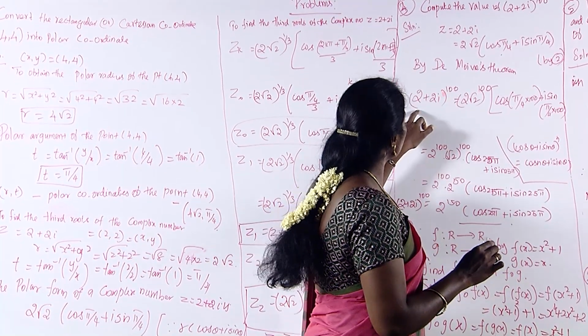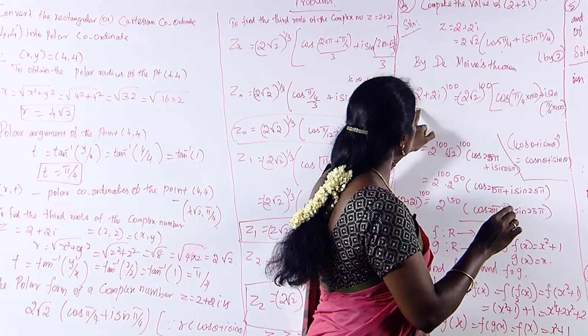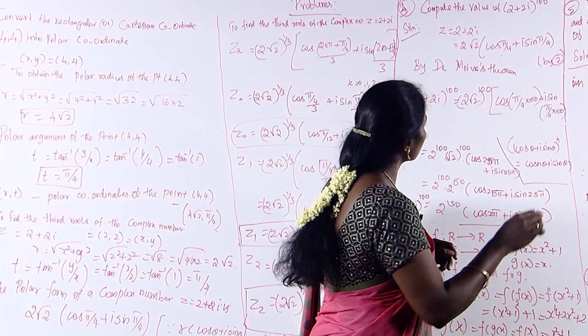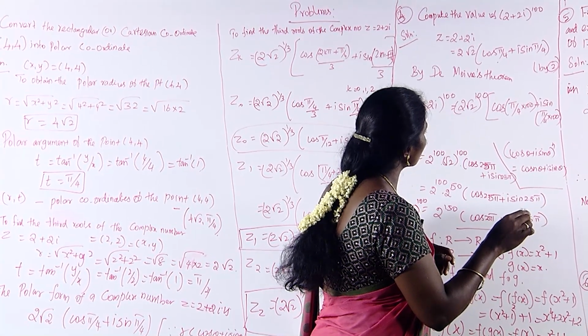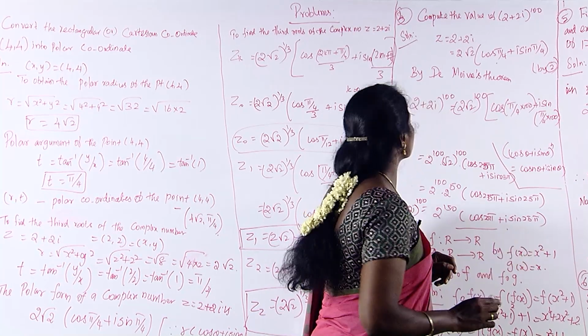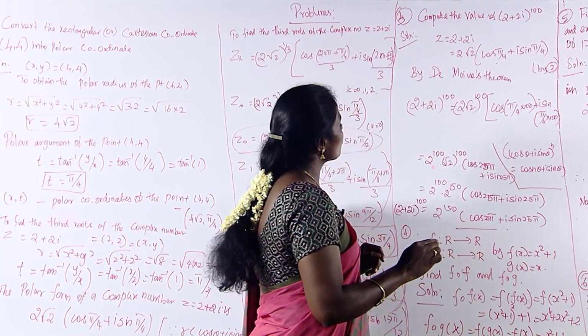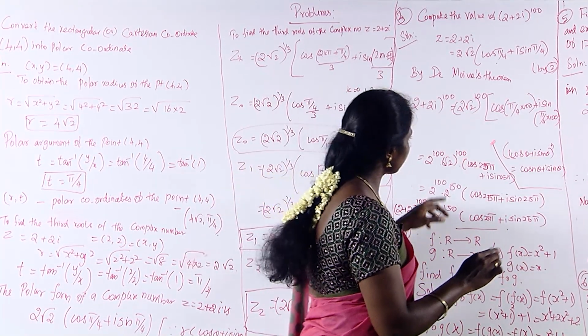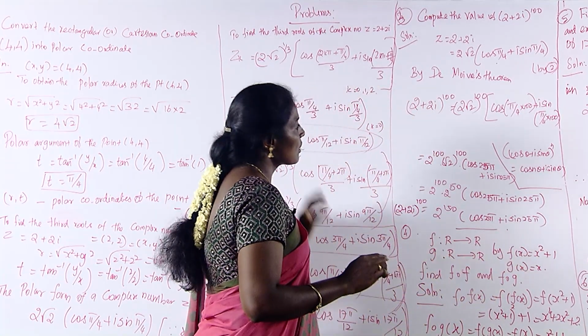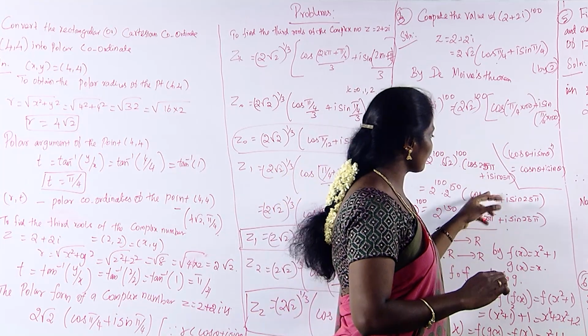So, here (2 + 2i) to the power 100 can be written as (2√2) to the power 100, and by using this theorem we can apply the value of 100 here. Therefore, cos(π/4 × 100) + i sin(π/4 × 100). So, this can be split into 2 to the power 100 and √2 to the power 100, and 4 and 100 will be cancelled. The value becomes cos 25π + i sin 25π.